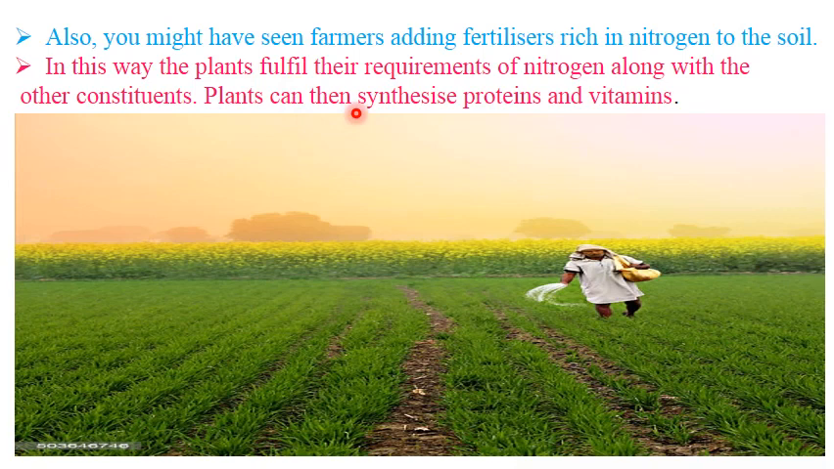Plants can then synthesize proteins and vitamins. After getting the nitrogen from the soil, plants can synthesize proteins and vitamins so that they can get all the types of nutrients. Already carbohydrate is obtained by the photosynthesis process. Proteins and vitamins are synthesized once they get the nitrogen from the soil.